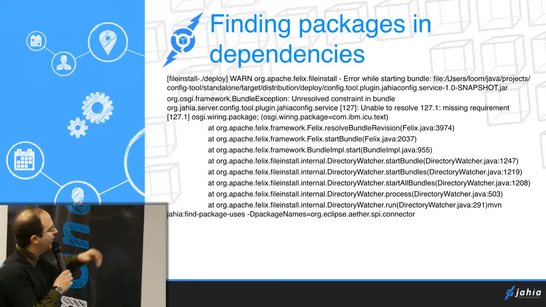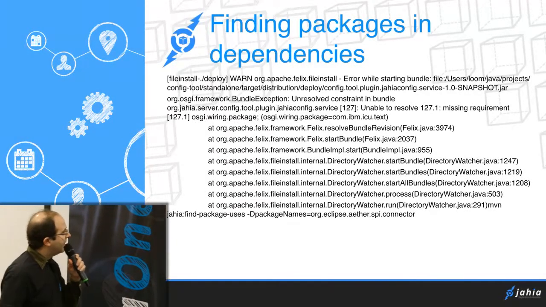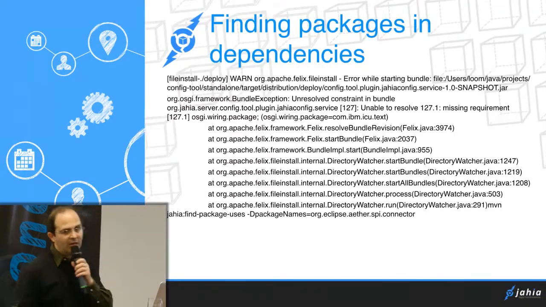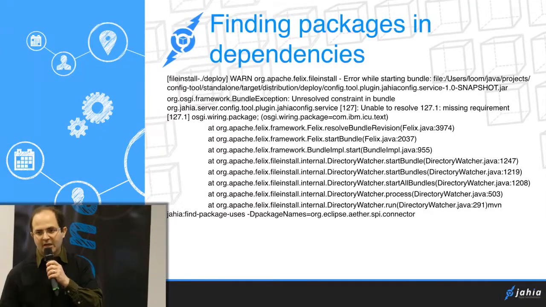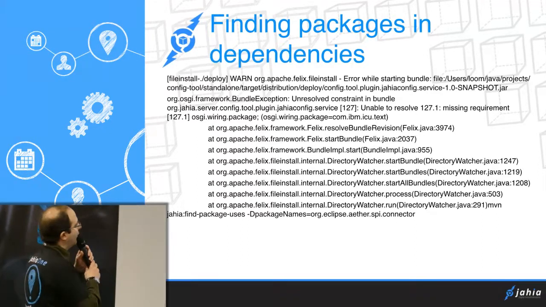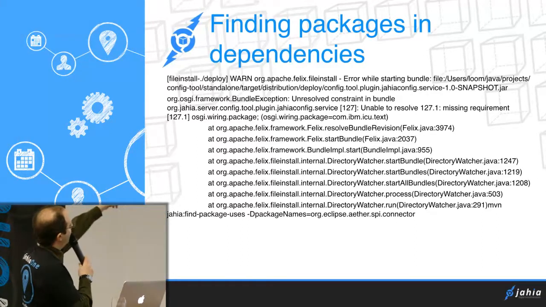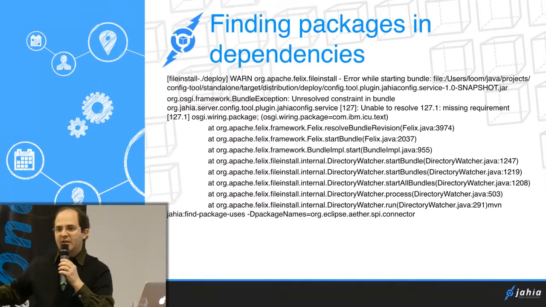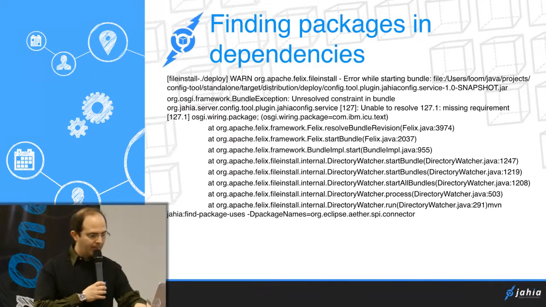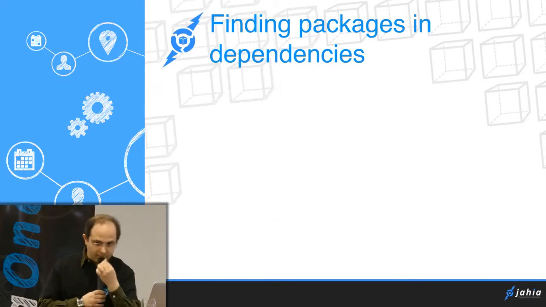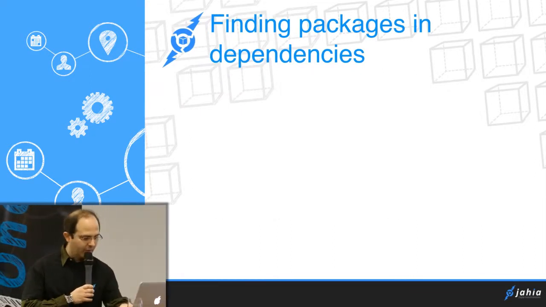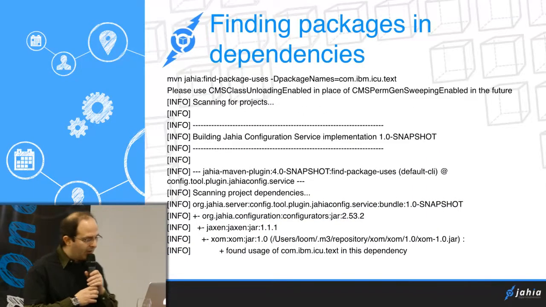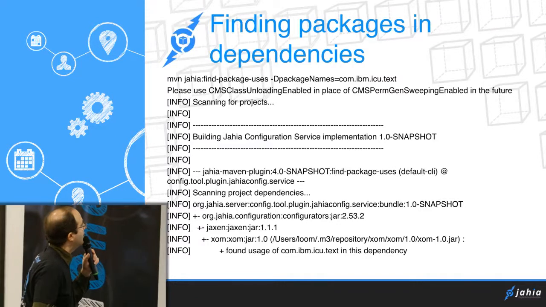This is an example of an error you might see. Basically, what I did here is that I deployed a bundle that has a dependency to another package that's not on my system. So I see here there's an error, it says missing requirement, and it's giving me a package. So now I'm like, fine, I have a package. What on earth do I do with that? Well, before this plugin, at least as far as I can see, you're in trouble because you don't really know what to do. But now we have the Jahia find packages uses goal.